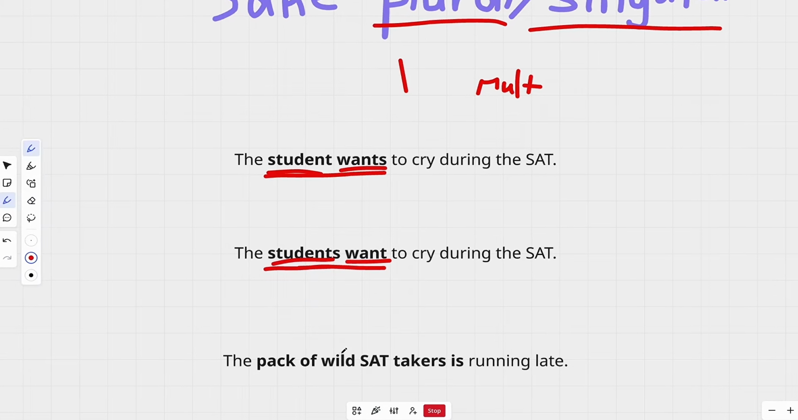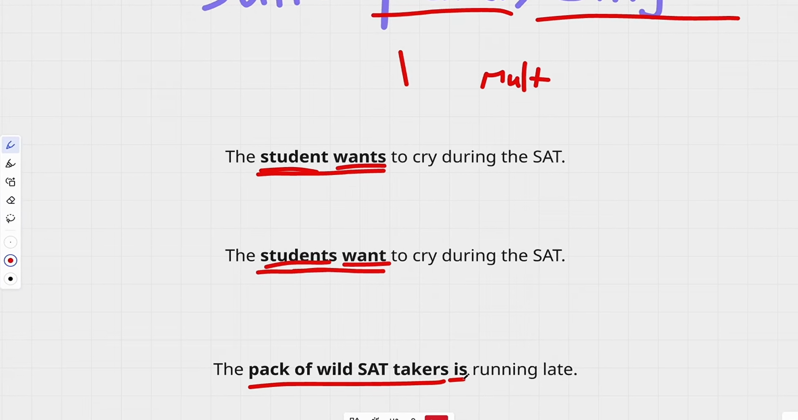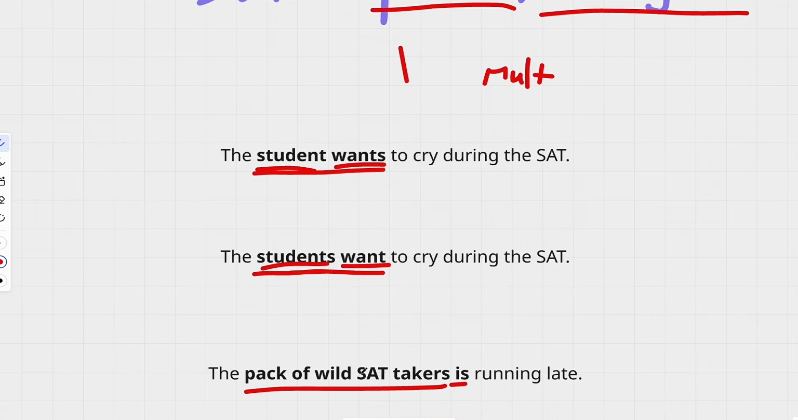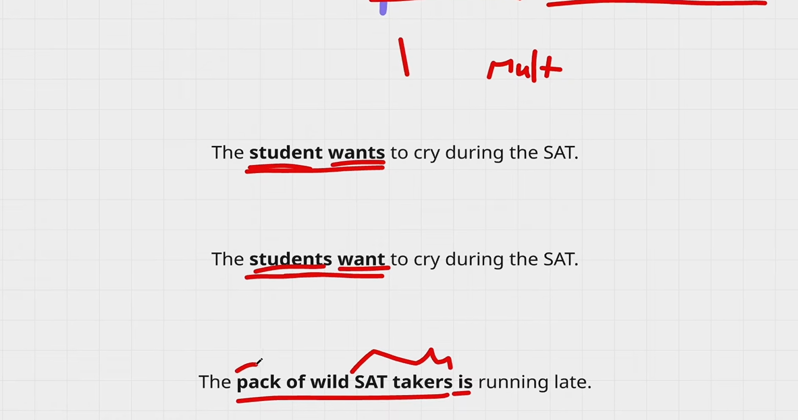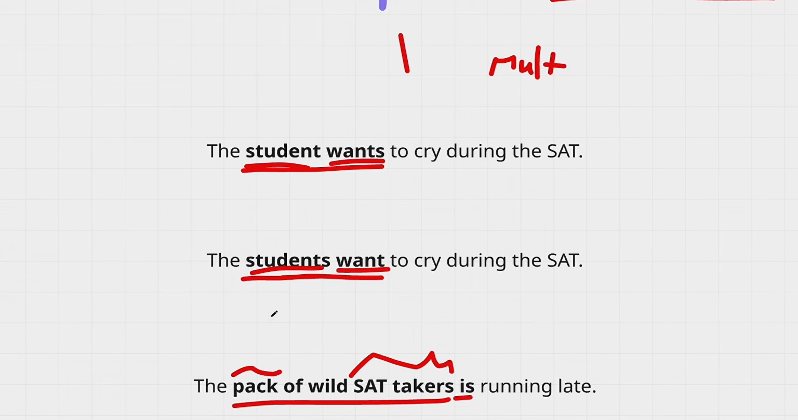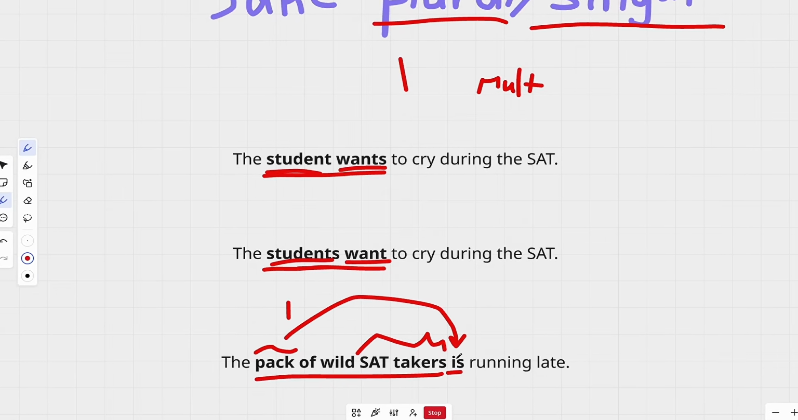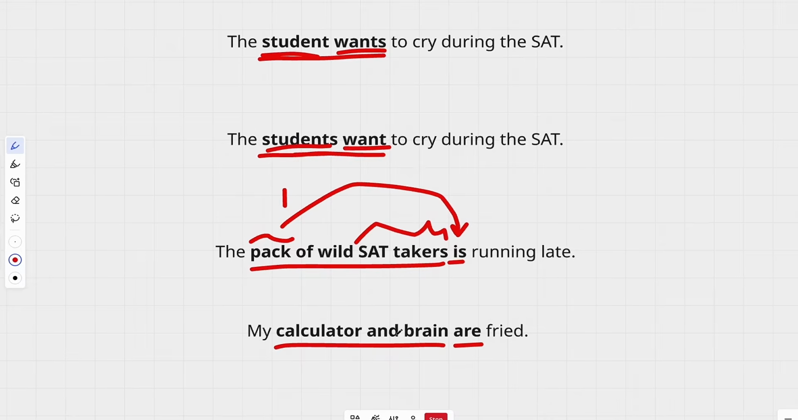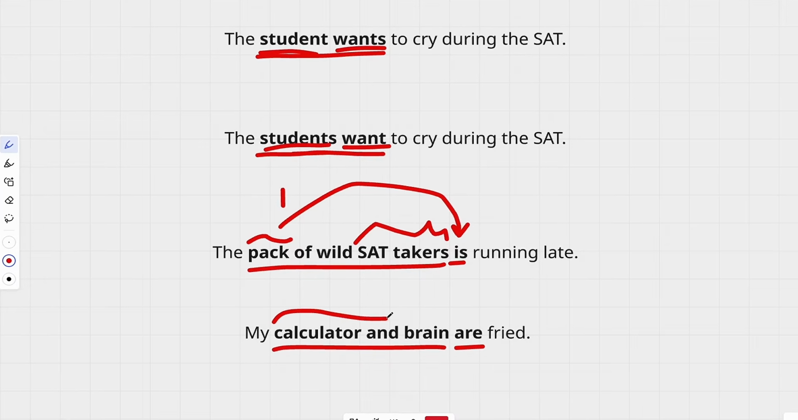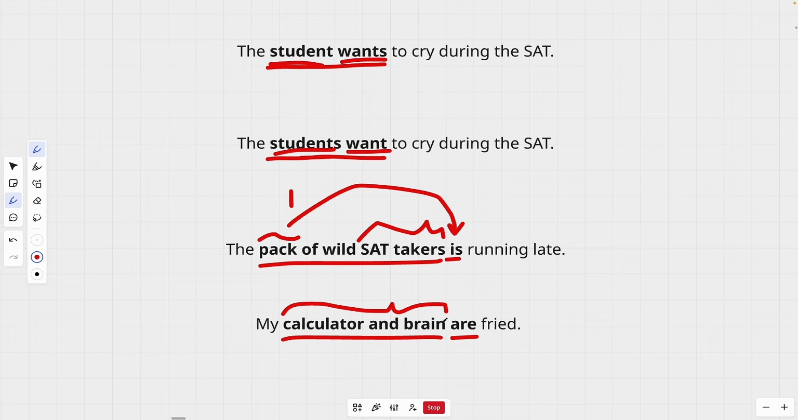But it can also get a little bit more weird. So the pack of wild SAT takers is running late. Keep in mind, these are multiple people. There are multiple SAT takers, but there's only one pack. So this is the subject. And so since the pack is only one pack, you do have to use this singular verb, which is in this case. Then you have that my calculator and brain are fried. In this case, you're talking about 2 different things, my calculator and the brain, so it has to be are, which is the plural as well.